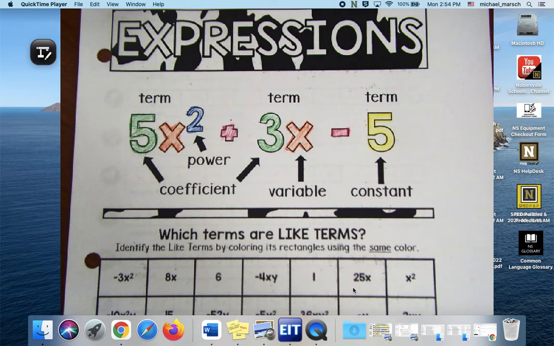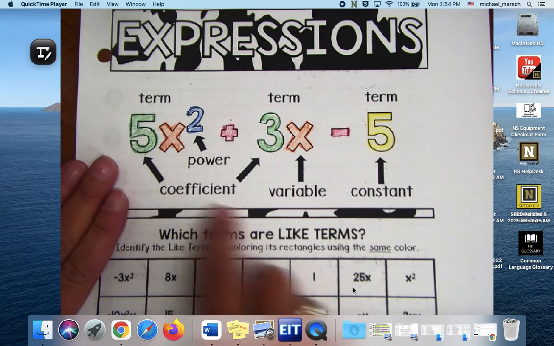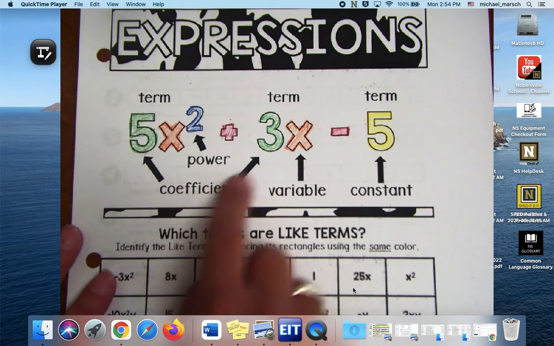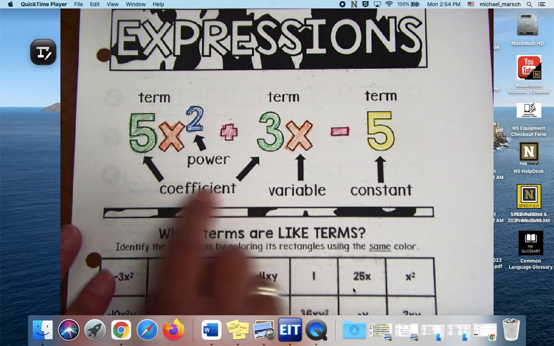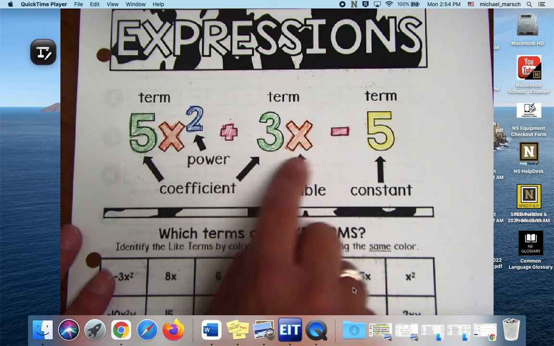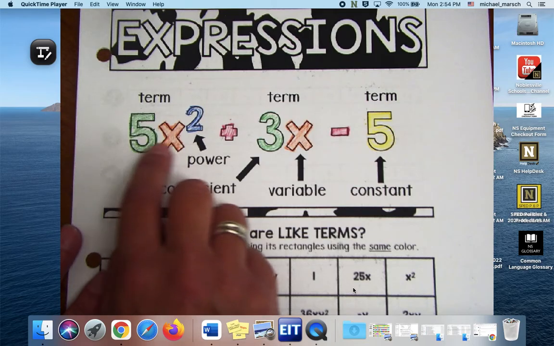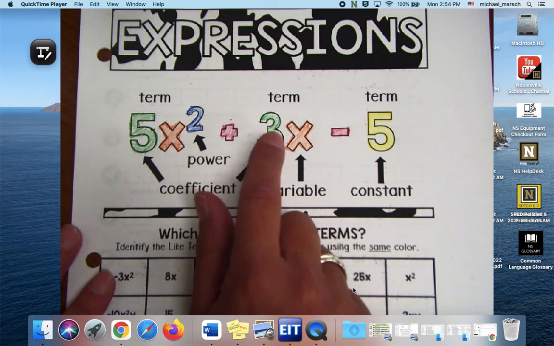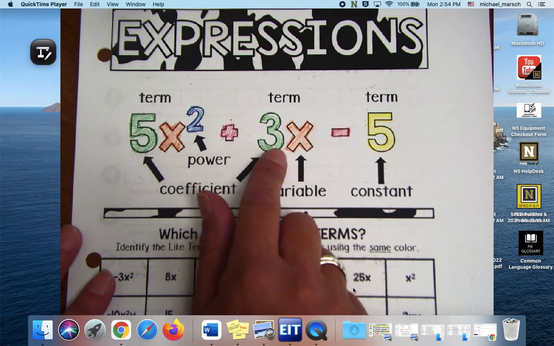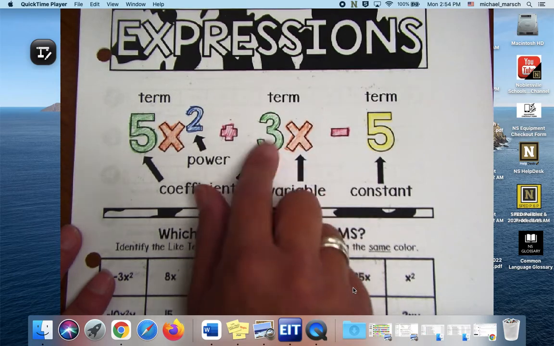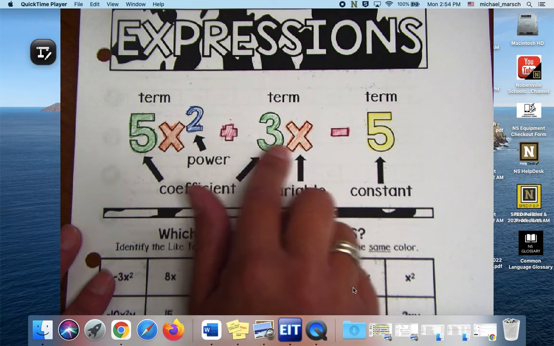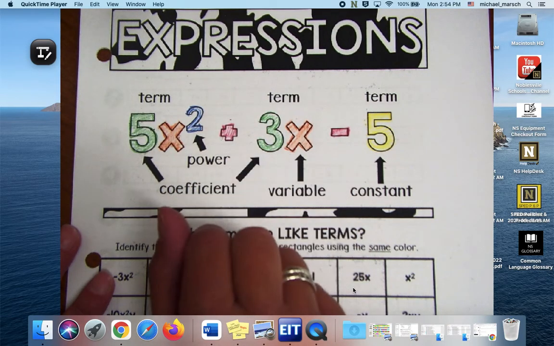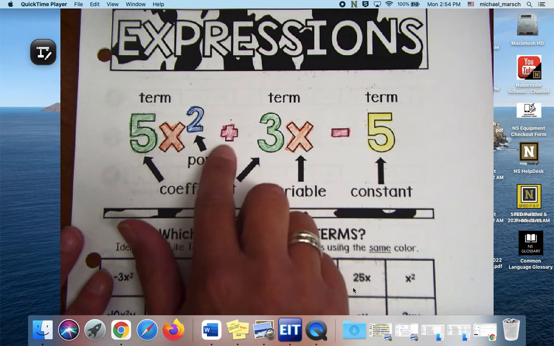Okay, so what we have here are the different components of an expression. We have coefficients, that are the numbers in front of the variable. What operation is happening between this 3 and this x? Adding, subtracting, multiplying, or dividing? Multiplying. 3 times the x. That's red, right? It is.